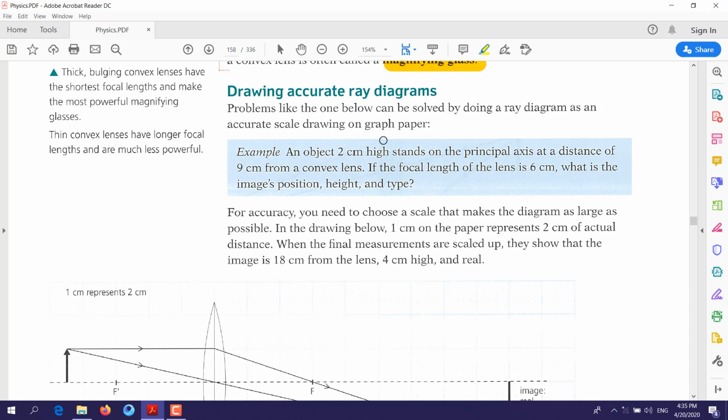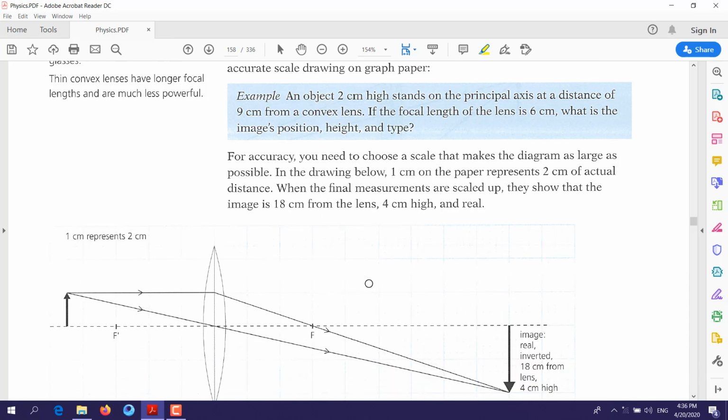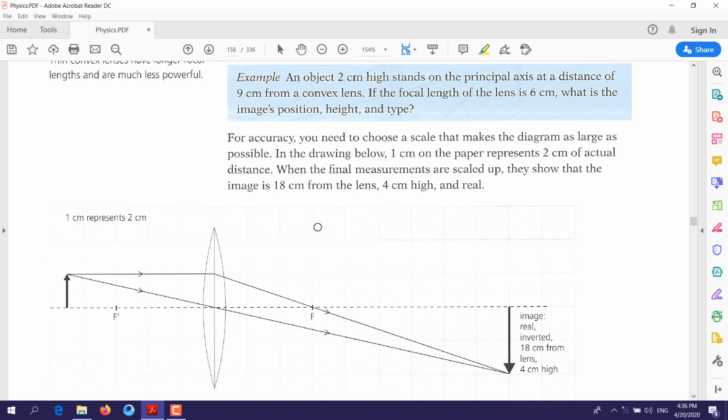Drawing accurate ray diagrams. Here you will need to draw the ray diagram, and also determine the position of the image and the features of the image, how it will be. Will it be bigger, smaller, upside down, or upright? So here we have this example. To solve this kind of question, you will need to use graph paper. If you focus here, we have this graph paper.